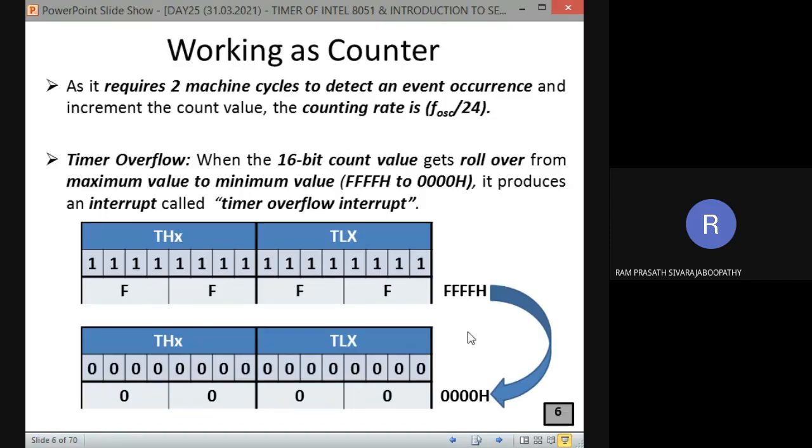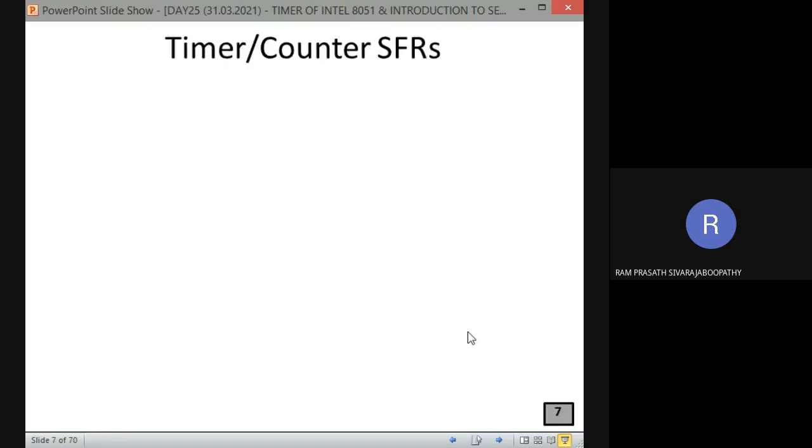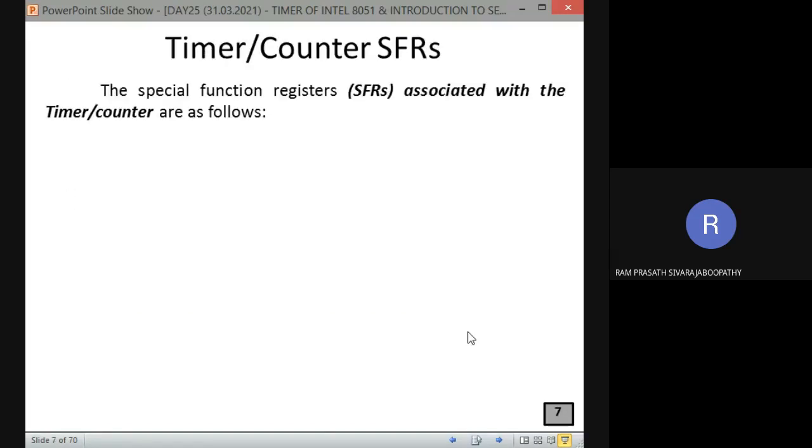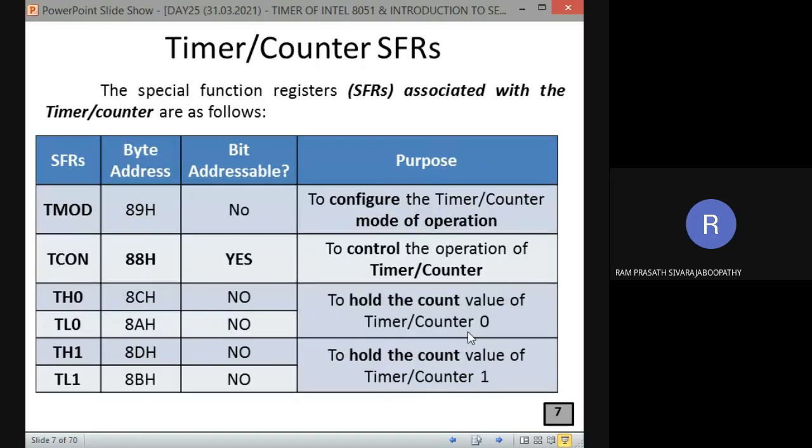Now, what are the special function registers associated with the programming of the timer or counter? That we have to know. The very first thing we have to know is that these are all the SFRs we are going to use to program the timer or counter of the 8051. Here the byte addresses are mentioned, but anyway we can use the name of the SFR when writing the programs.